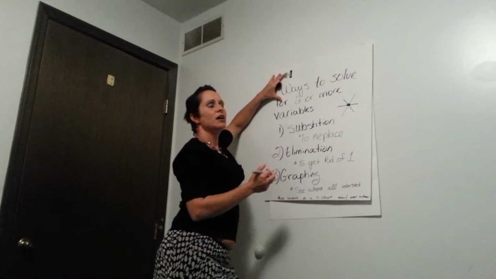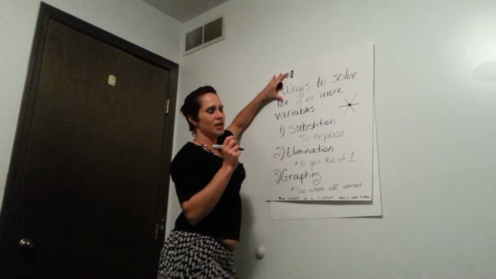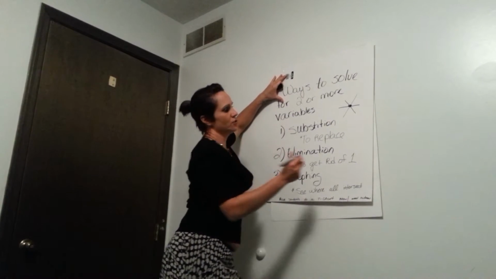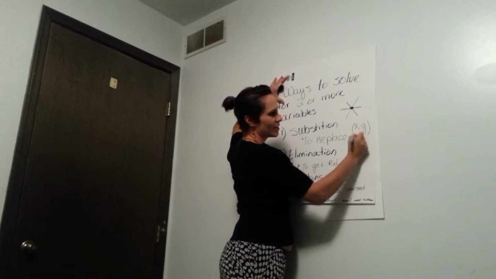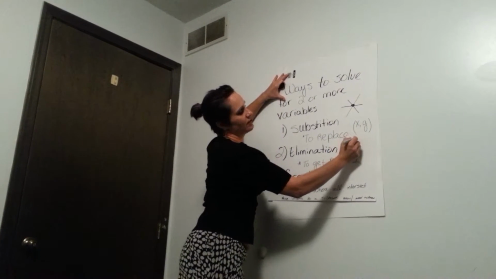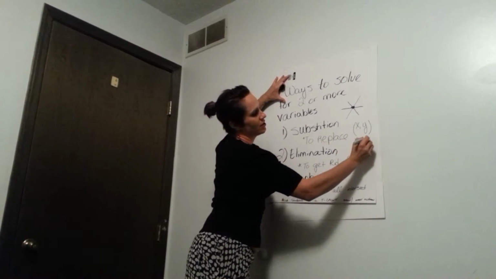For equations with more than one unknown, you're going to have more than one answer. So you could possibly, with 2 equations, have an x comma y. With 3 equations, you could have an x comma y comma z.